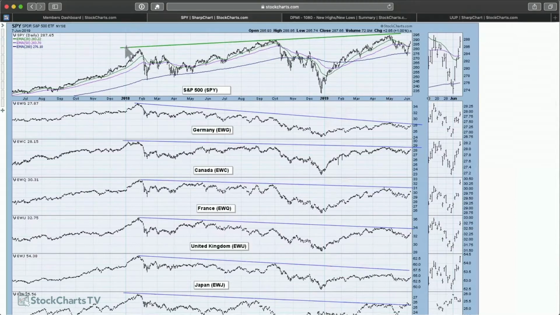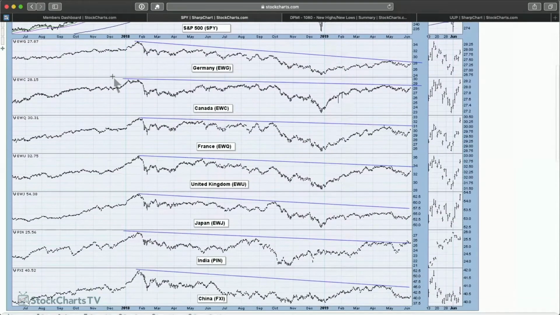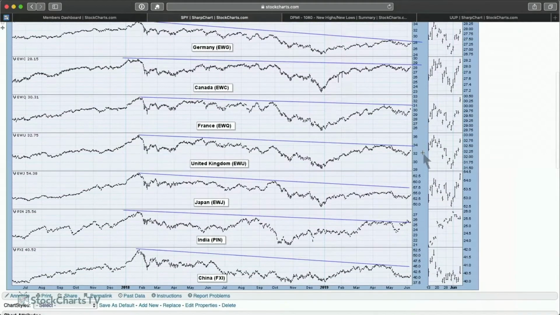We got all-time highs, new all-time highs, new all-time highs, but we're not seeing that as far as the Germany ETF, even the Canadian ETF. None of these really are seeing much of a breakout. India is starting to show some potential, but that $26 range, you can see that's the resistance area, and it did fail at that resistance.